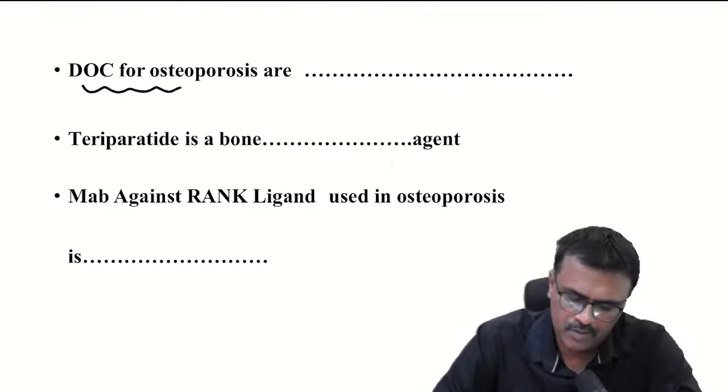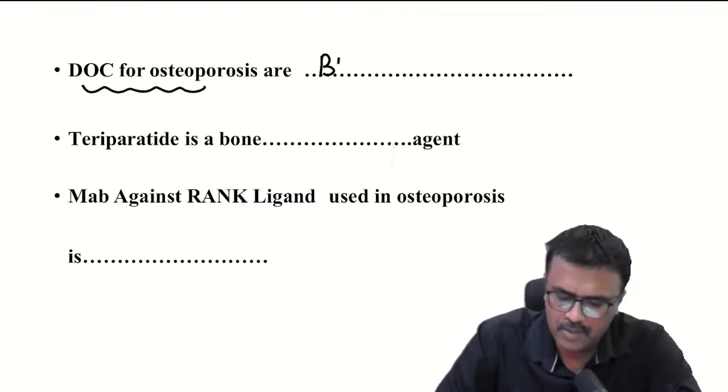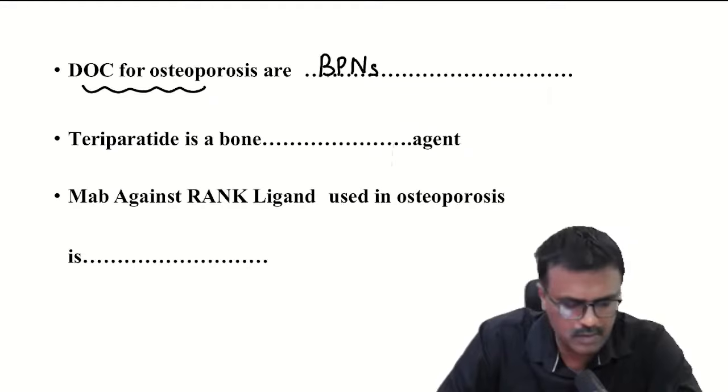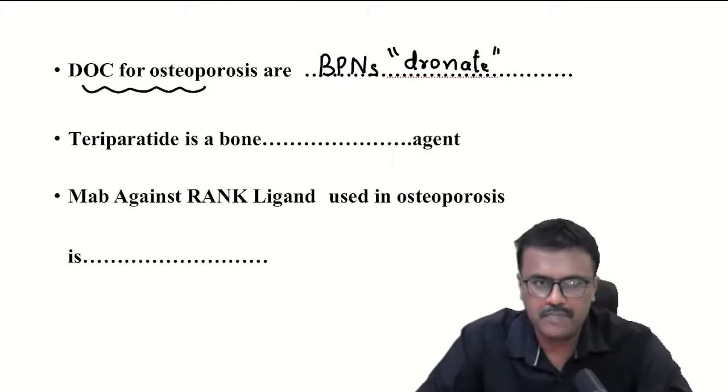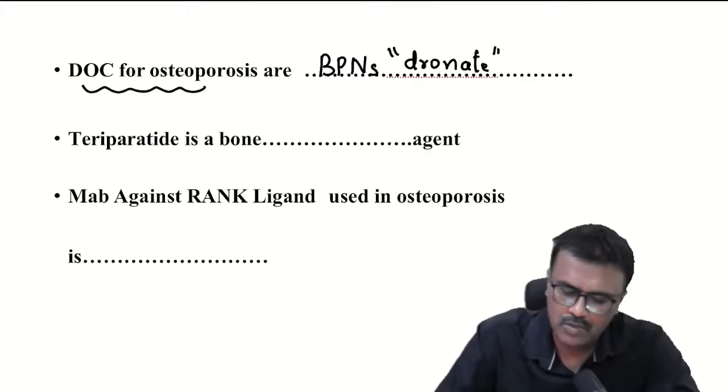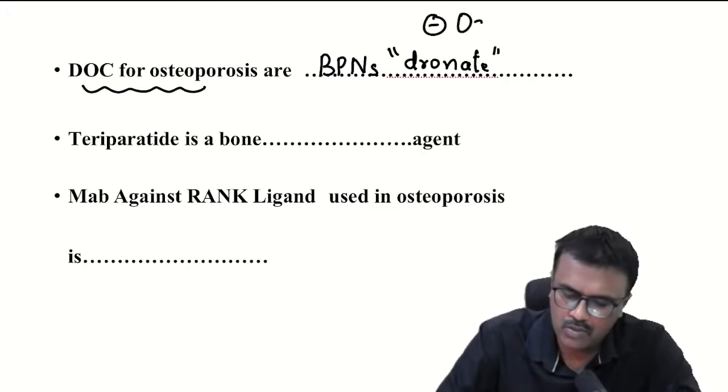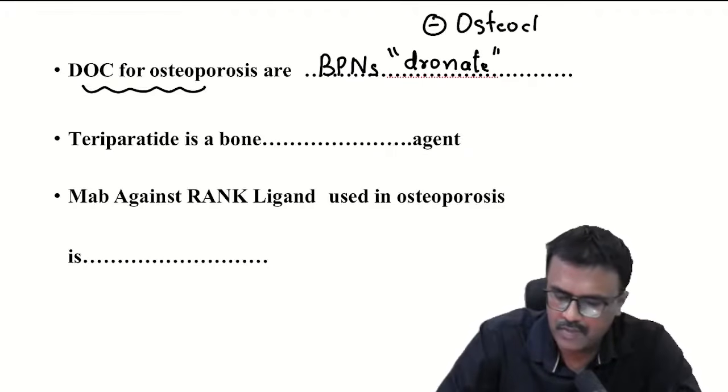The drugs of choice for osteoporosis are bisphosphonates. They end with dronate: alendronate, zoledronate, pamidronate. Now these dronates inhibit osteoclasts and they can be used up to 5 years.